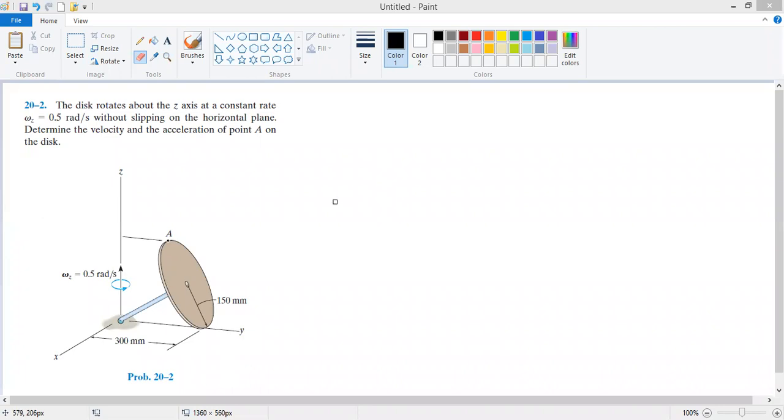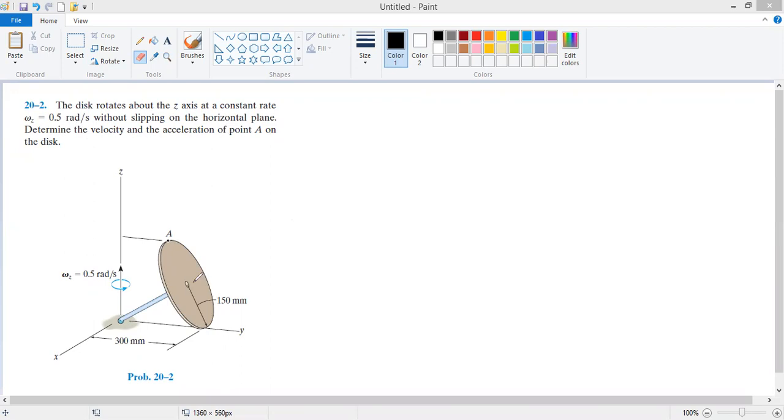As far as problem 20.2 is concerned, the problem states that the disk rotates about the z-axis at a constant rate of omega z equal to 0.5 radian per second without slipping on the horizontal plane. Determine the velocity and acceleration of point A on the disk.